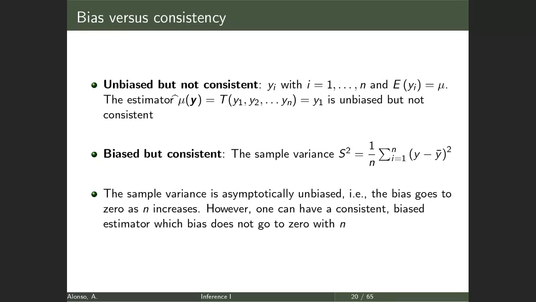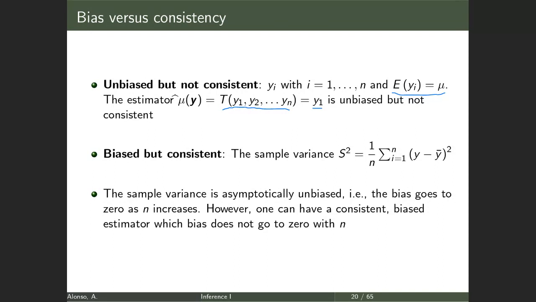So here you have an example of an unbiased but not consistent estimator. Suppose that you have your data, again, your yi's, y1, y2, etc. And you're going to construct an estimator T for the mean of the data in the following way. You want to estimate the mean in the population. And we're going to construct an estimator that chooses just only the first value.